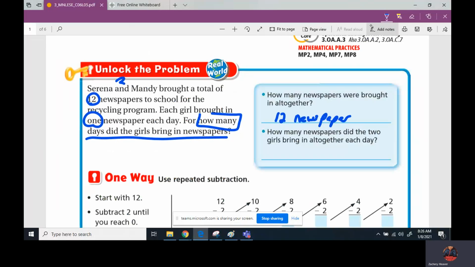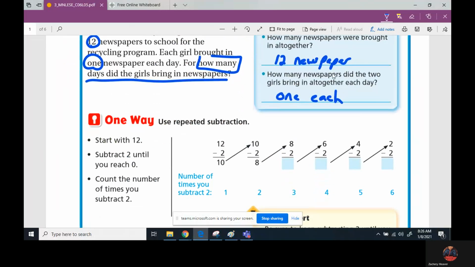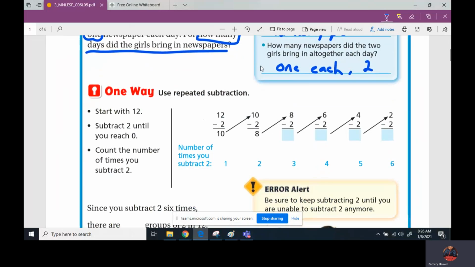How many newspapers did the two girls bring in altogether each day? One each. And it says that in the problem. We circled it. So we're starting off with 12 because that's 12 total. If they brought one each, that makes 2, because Mandy brought one and Serena brought one. So if they brought in 12, we're going to subtract 2 to reach 0, because that's going to give us the days. Okay? So 12 minus 2 is 10.